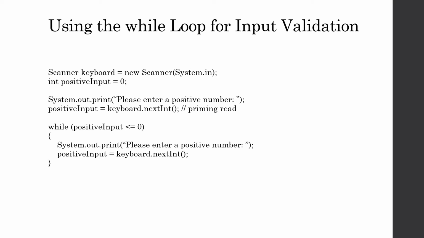So while the number is less than or equal to 0, we're going to go ahead and print that statement out again, saying please enter a positive number, and then we're going to go ahead and wait again for them to enter some integer value. So let's go ahead and actually put this together and see how it works.